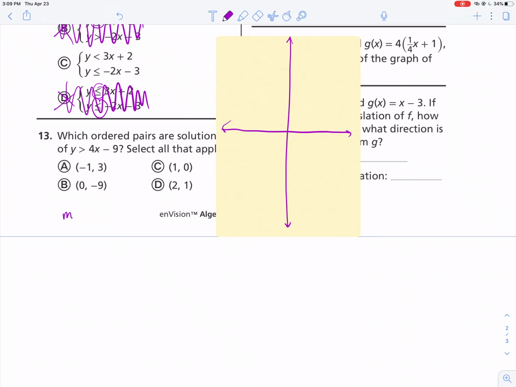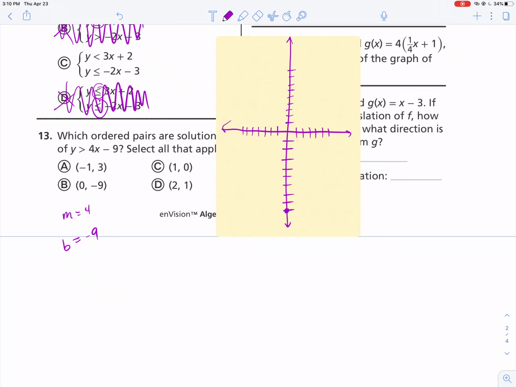So my M is 4 and my B is negative 9. So I'm going to go 1, 2, 3, 4, 5, 6, 7, 8, 9. And this might be nicer for those of you that have graph paper at home. Give myself a couple lines here and here. I'll do my best to graph it.